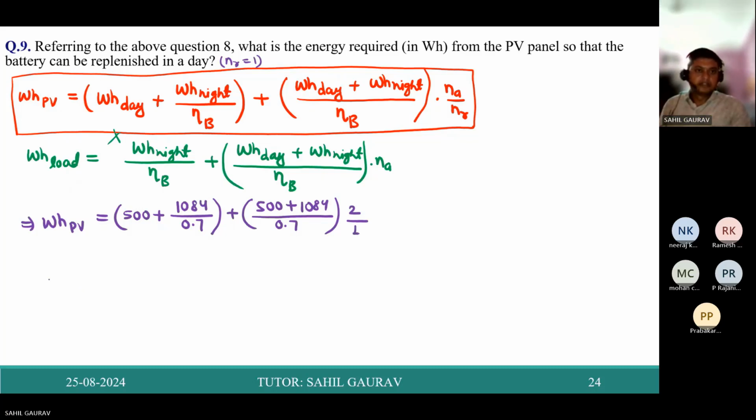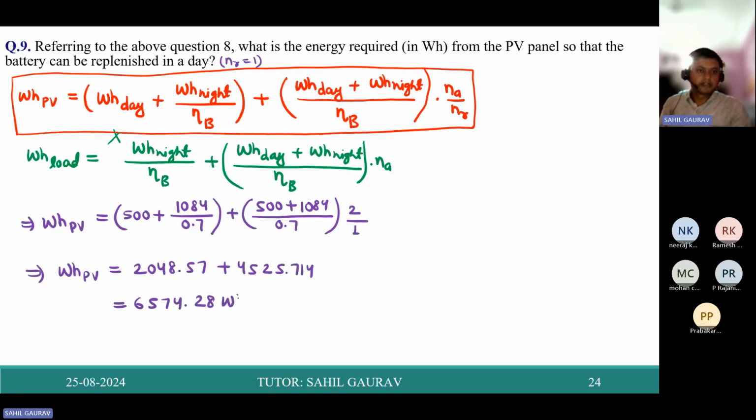So you will get the energy required from the PV panel will be 2048.57 plus 4525.714. So you will get 6574.28 watt hour. So this is the answer.